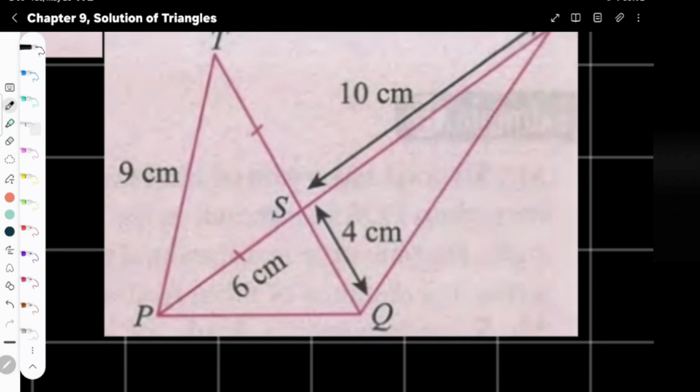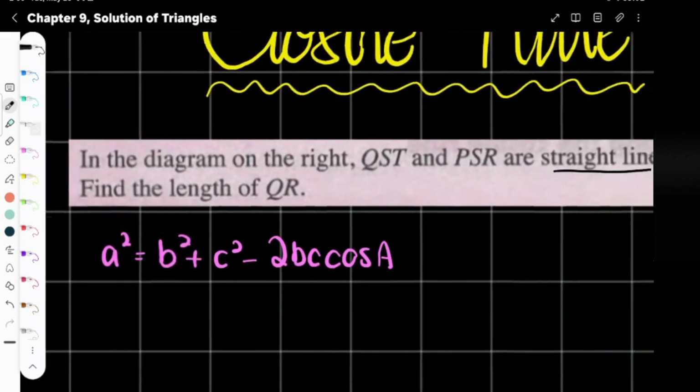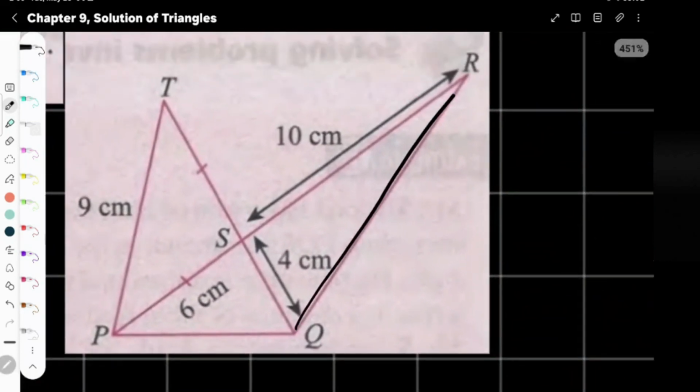But there's also another property of straight line. But later I'm just going to explain that, just in case. So what they want to ask: find the length of QR. So QR will be here. Okay, QR will be here.